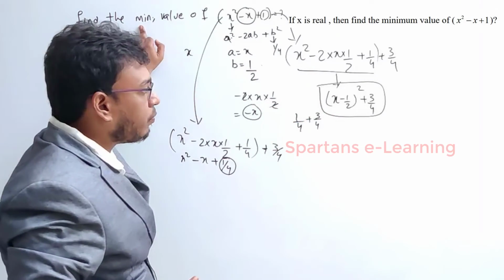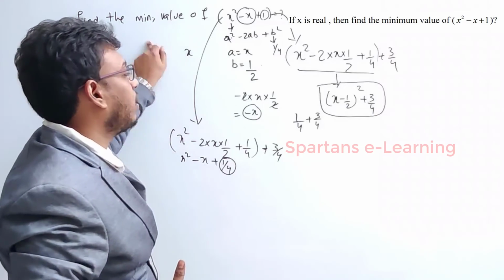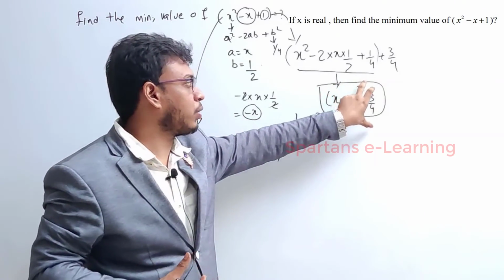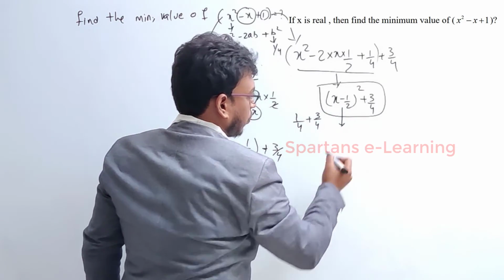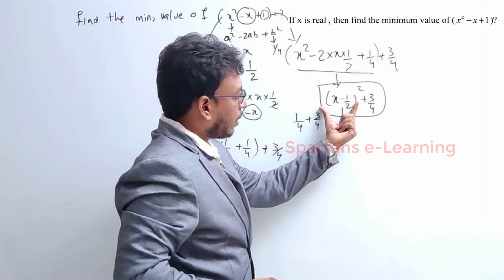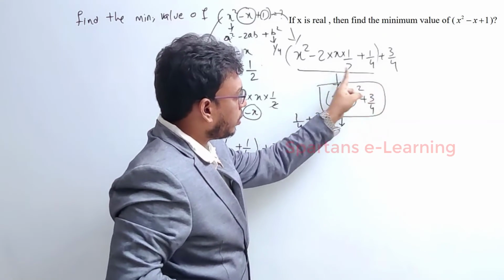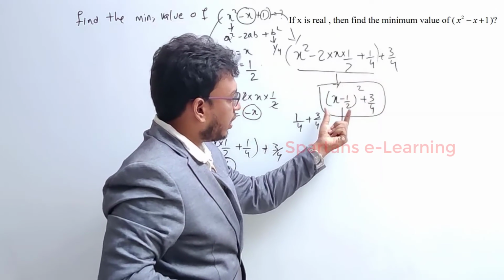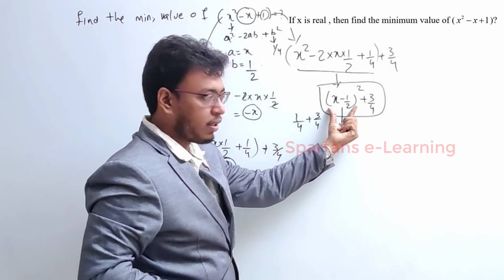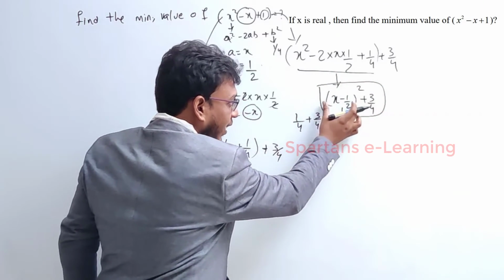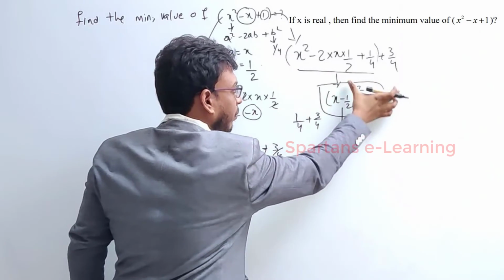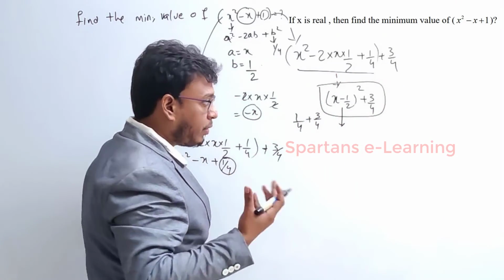Now you are asked to find the minimum value, right? Minimum value of this function. So for this whole function to get minimum value, what should be this one? You are adding something to 3 by 4. This whole thing should be minimum. That means even this should be minimum. Understand? Only then this whole function will be minimum. If you add something maximum to this, the whole value will become maximum, okay? But then you are looking for minimum.